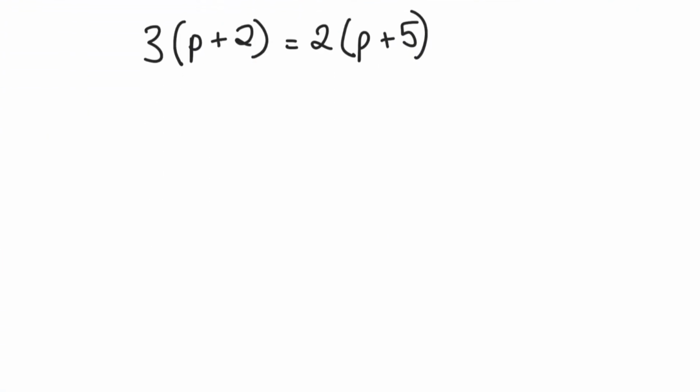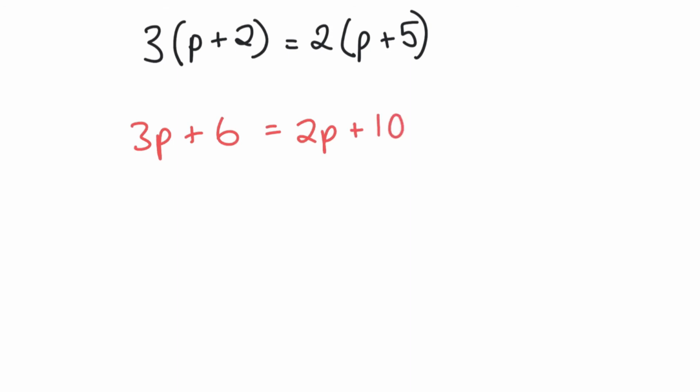For example, here we've got p plus 2 in brackets times 3 is equal to p plus 5 in brackets times 2, and we're going to solve it and find what p is. So the first thing we're going to do is expand the brackets. So 3 times p is 3p plus 3 times 2, which is 6. And that's equal to 2 times p, which is 2p, and 2 times 5, which is 10.